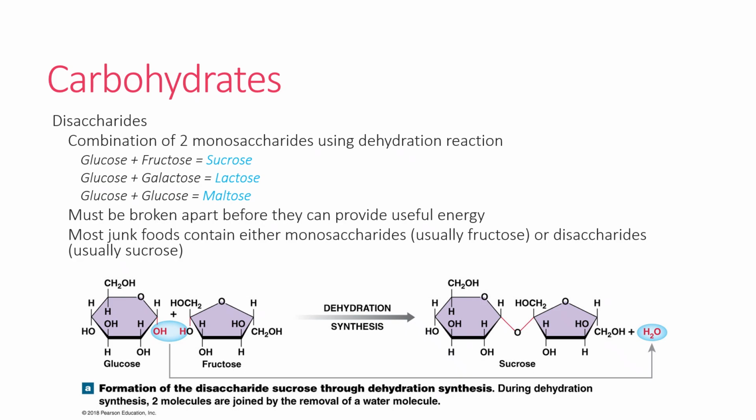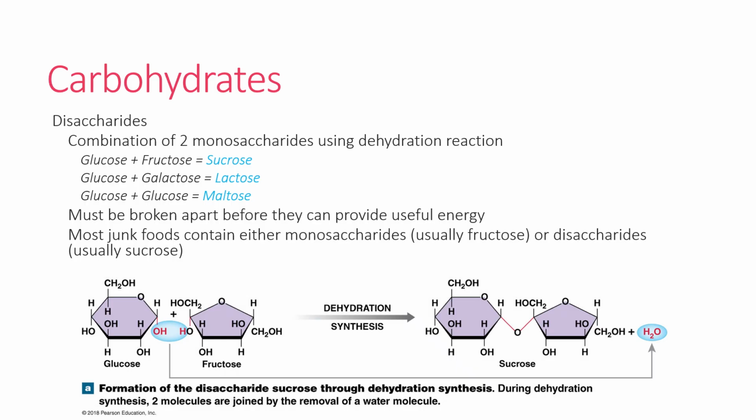Most of the junk food that we eat contains either monosaccharides, like we discussed a few moments ago, in the form of fructose, or disaccharides in the form of sucrose, which is the glucose and fructose together. But here's what's going on.